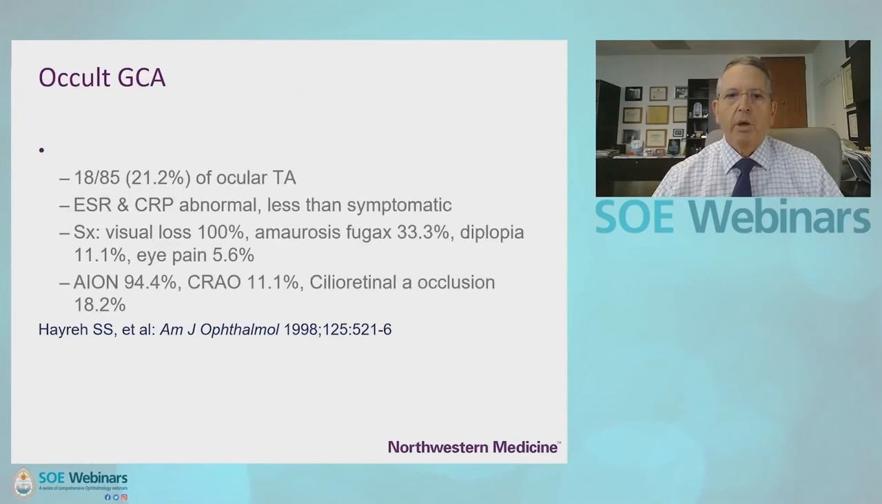In patients that we call, quote, occult GCA, again, these are patients who don't have a lot of other systemic symptoms. It can represent between 20 and 25%. The ESR and C-reactive protein are often abnormal, but maybe less abnormal, again, presumably because the disease is less widespread in terms of its symptoms. Obviously, these are all visual presentations in this classic paper by Hayreh. But you can see, again, about a third with amaurosis and 100% with some type of vision loss, most commonly ischemic optic neuropathy.